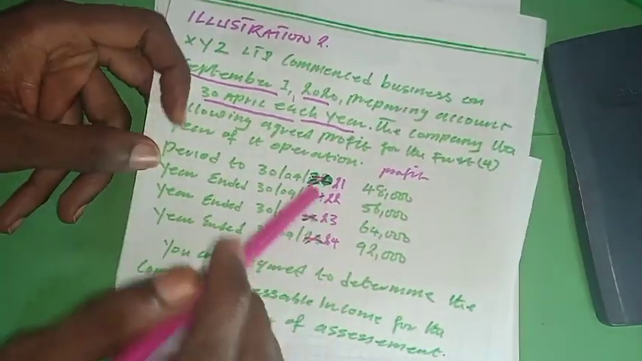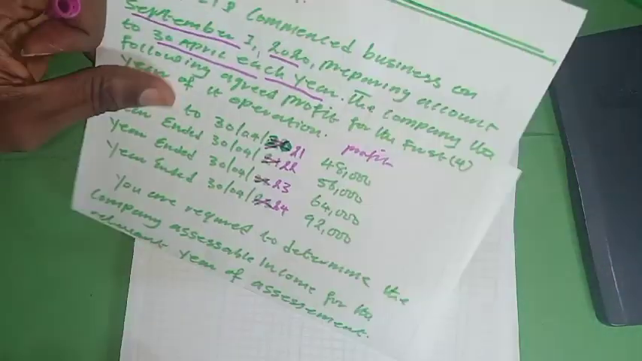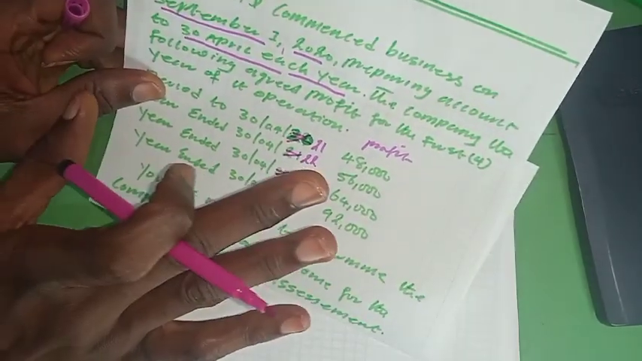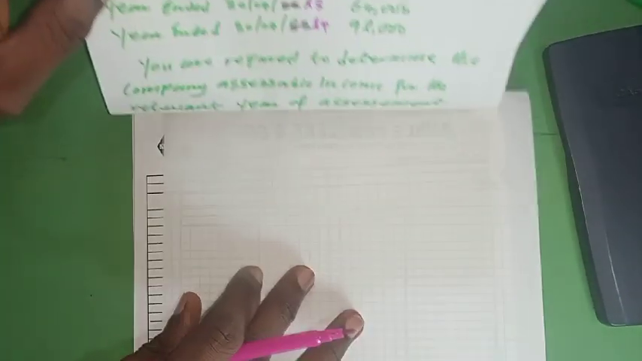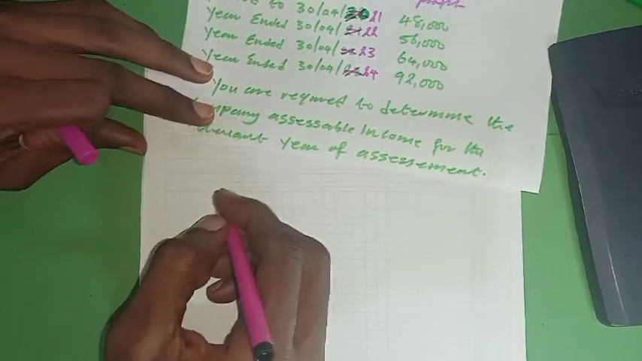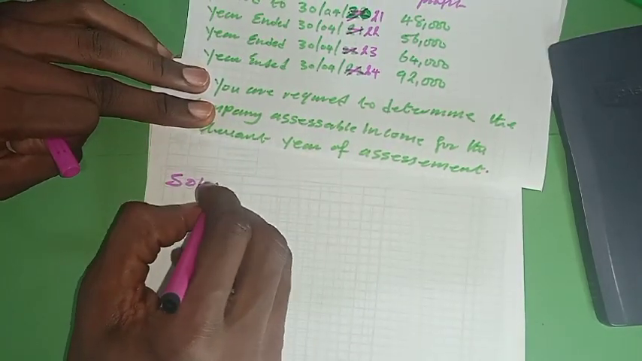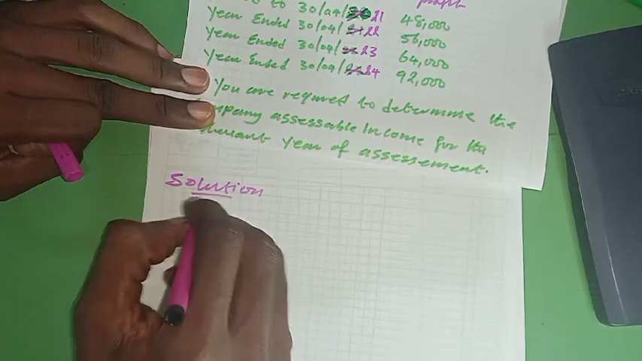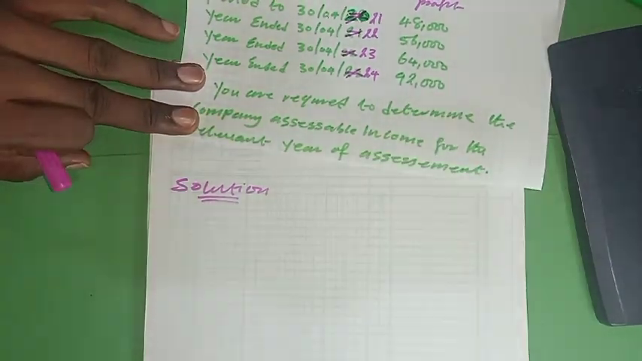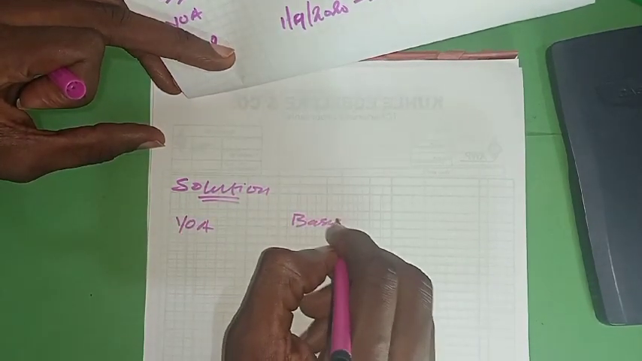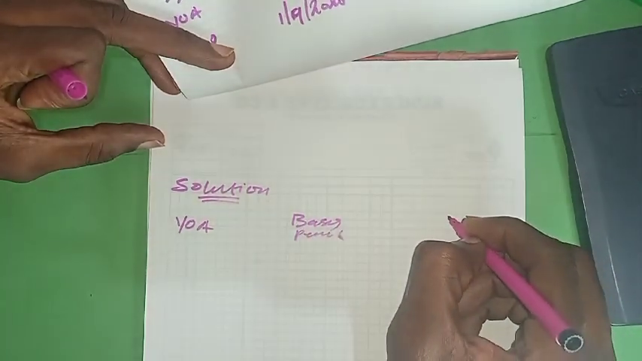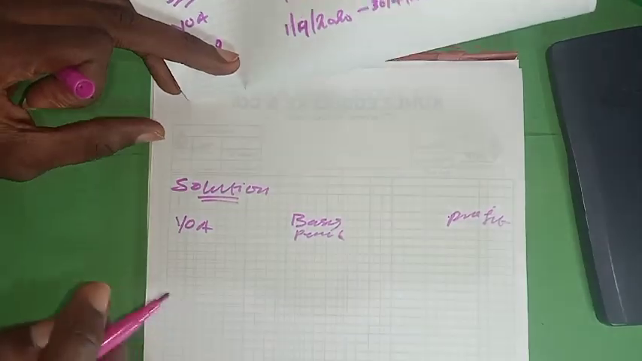Now I am going to pick, I'm going to solve it without even looking here. Let's check if really the commencement rule is in line with what they have given us here. You say solution. Because to every problem, God has provided a solution. That's why I love using solution. Now, year of assessment, basis period, and your profits. Hope everything is intact.